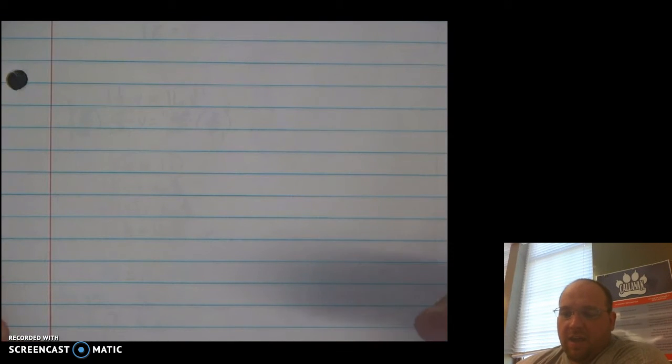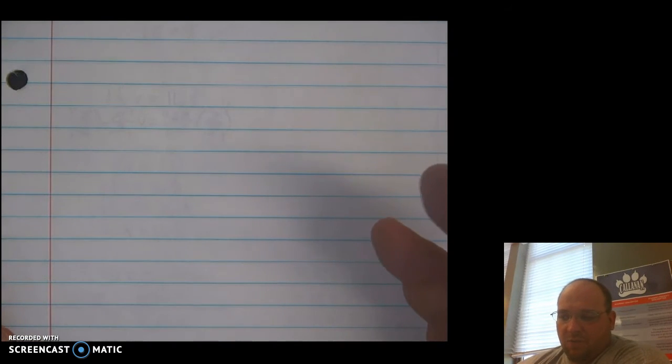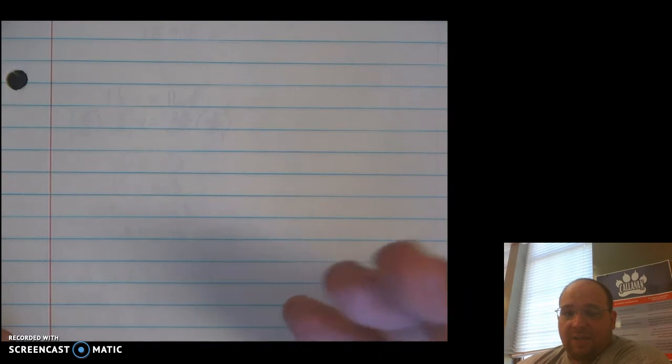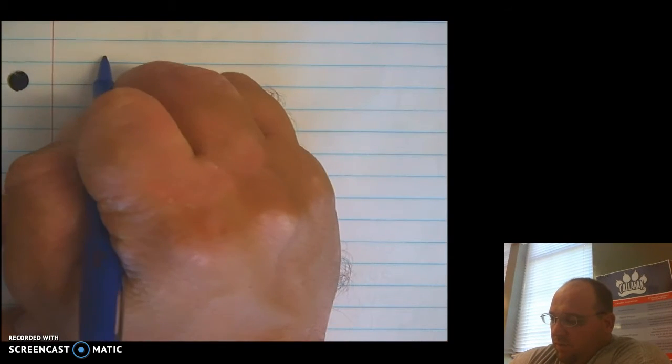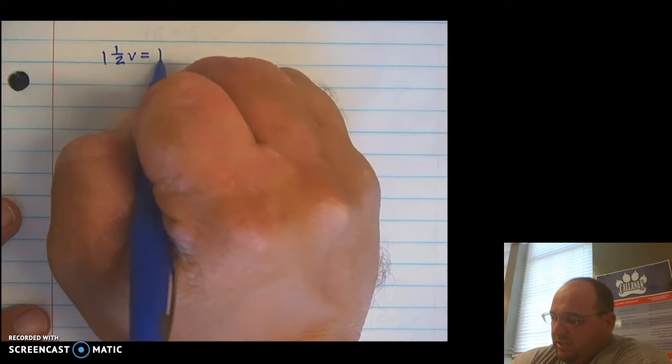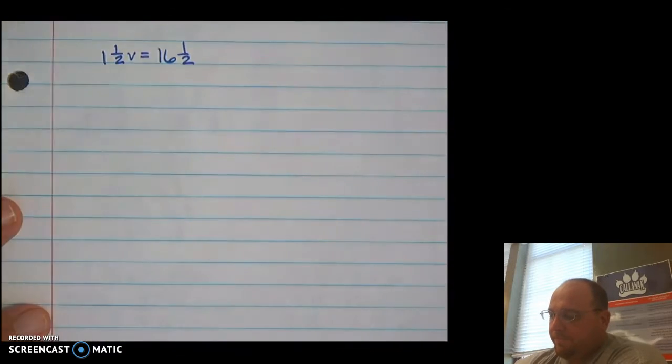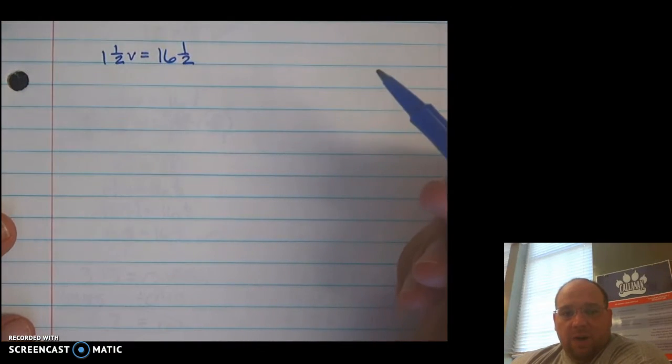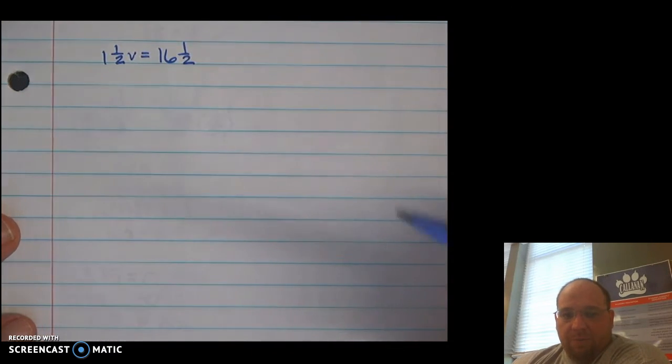Alright, let's look at an equation with rational coefficients that involves a mixed number. So I have 1 and 1/2 v is equal to 16 and 1/2. First thing I want to do when I have a mixed number is to change it into an improper fraction.